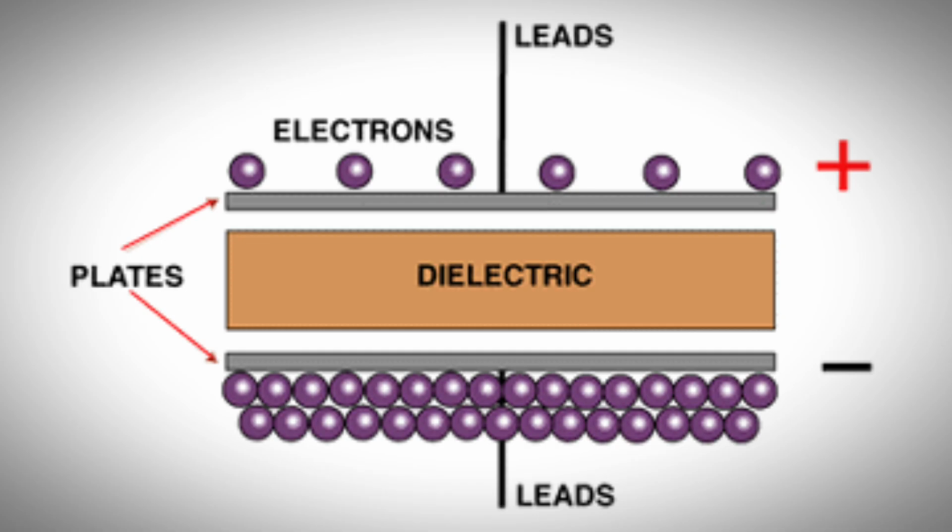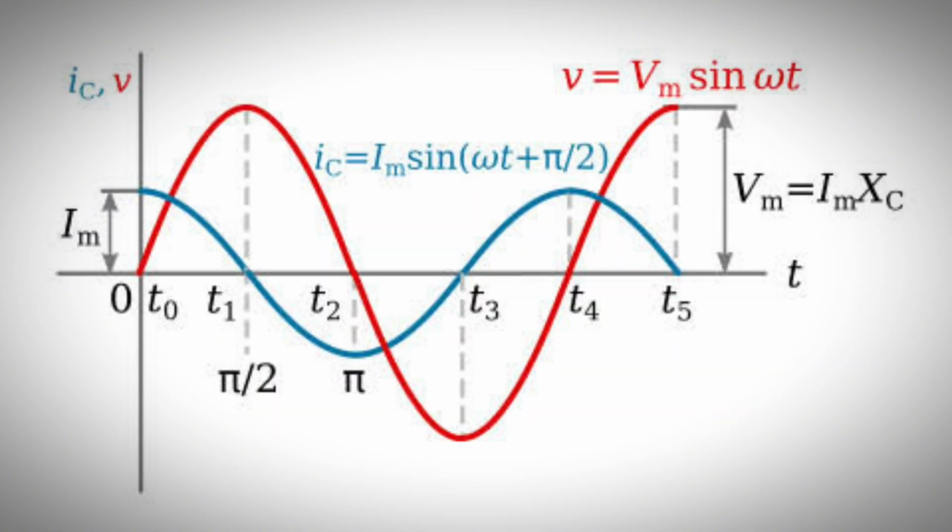The capacitor consists of two conductive plates, which are separated by the dielectric medium. The dielectric material is made up of glass, paper, mica, oxide layers, etc. In a pure AC capacitor circuit, the current leads the voltage by an angle of 90 degrees.